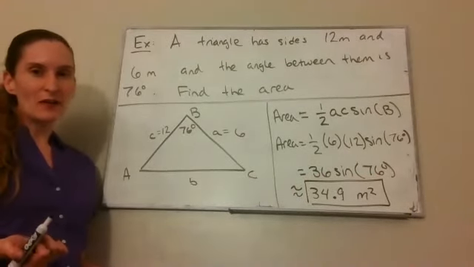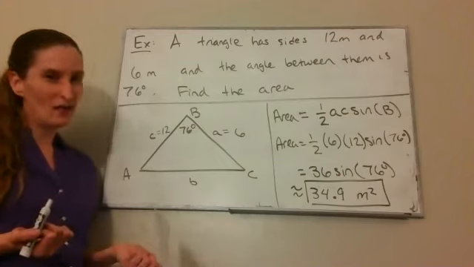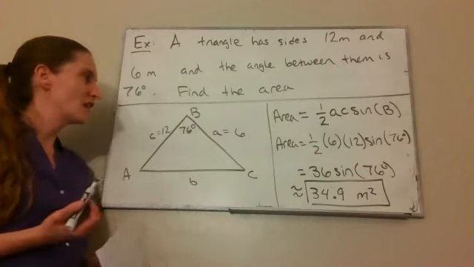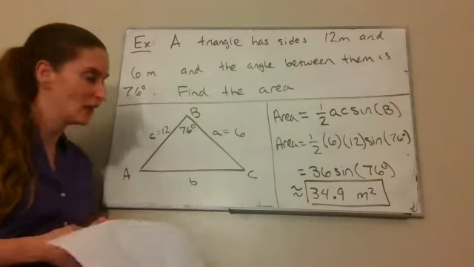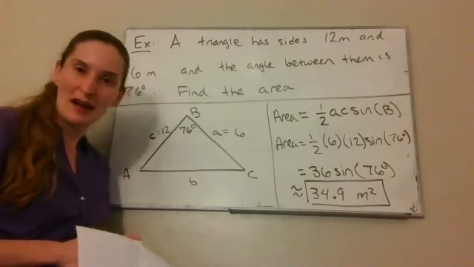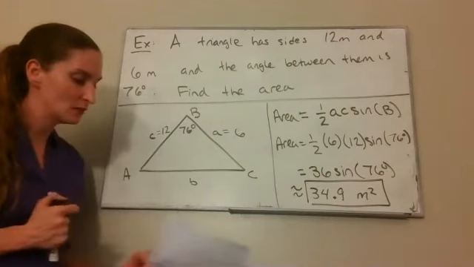So finding the area of a triangle, we normally do it as 1/2 base times height. This is the same formula, honestly, it's just translated into trigonometry so that we can use the sine of an angle to help us find the area of a triangle.